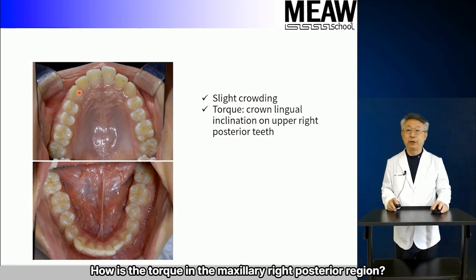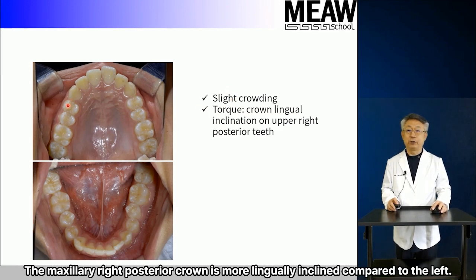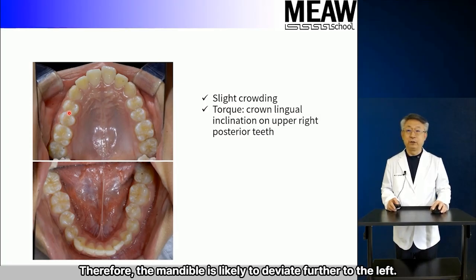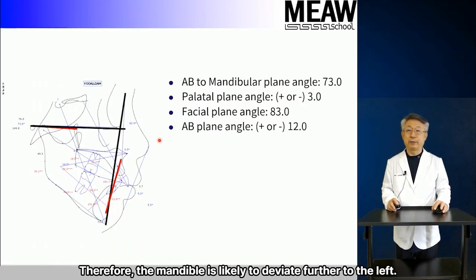How is the torque in the maxillary right posterior region? The maxillary right posterior crown is more lingually inclined compared to the left. Therefore, the mandible is likely to deviate further to the left.